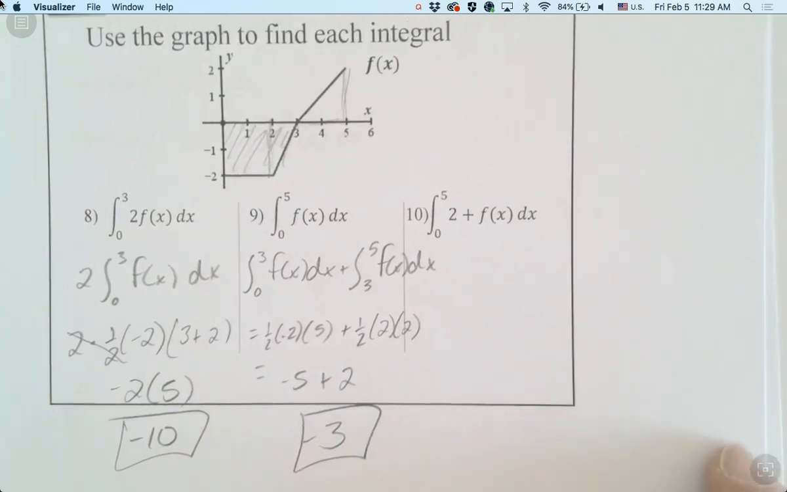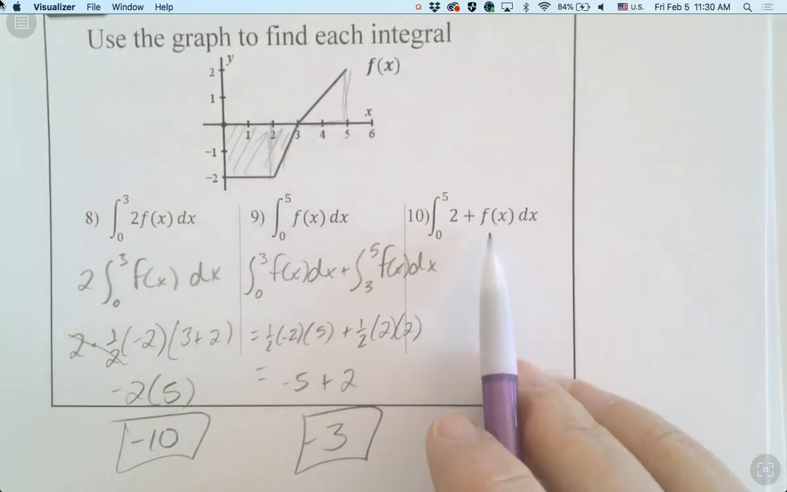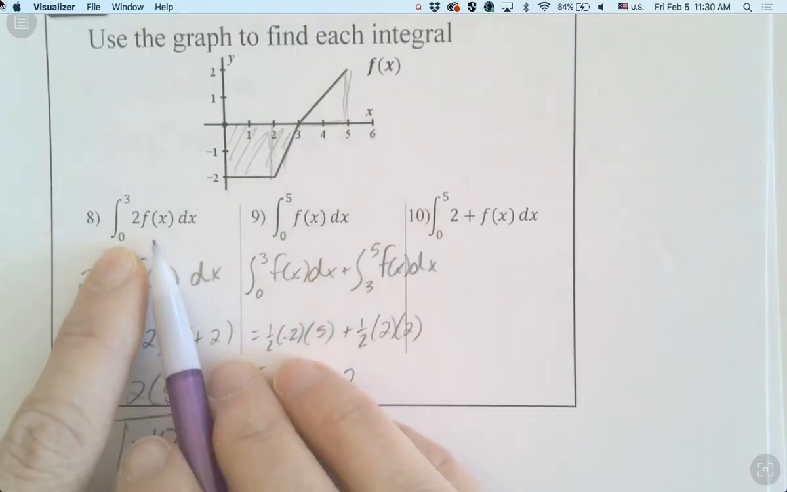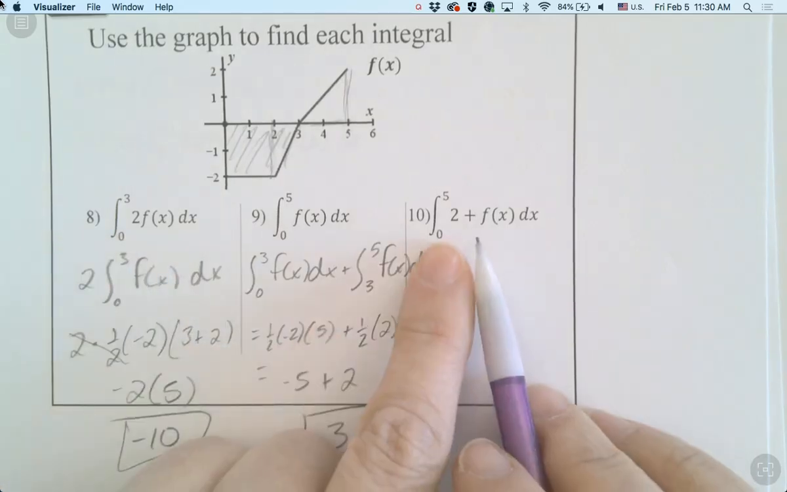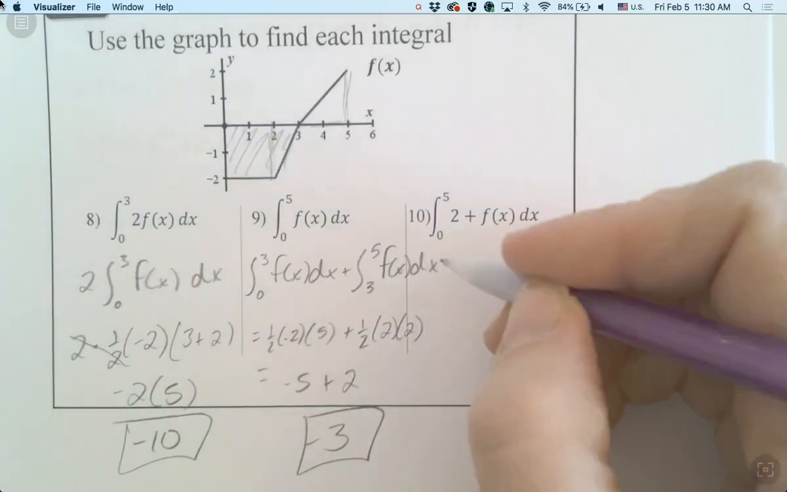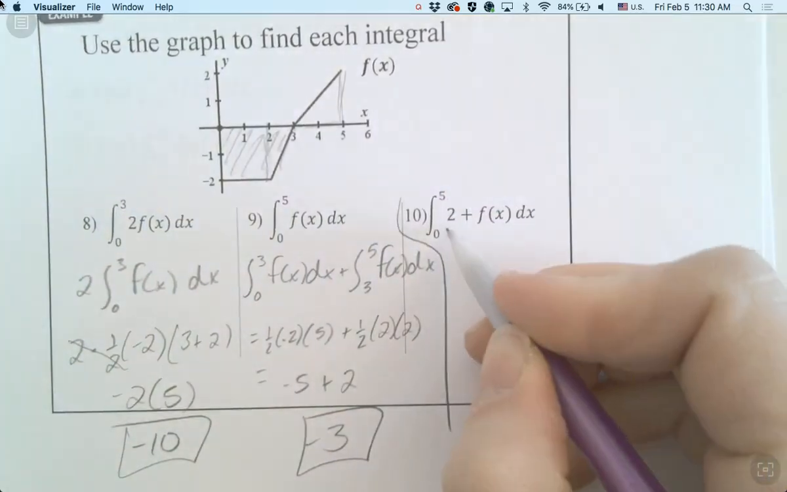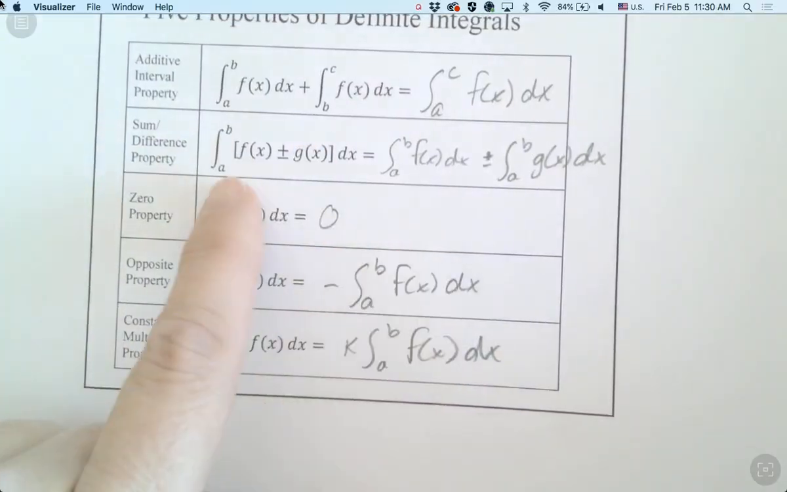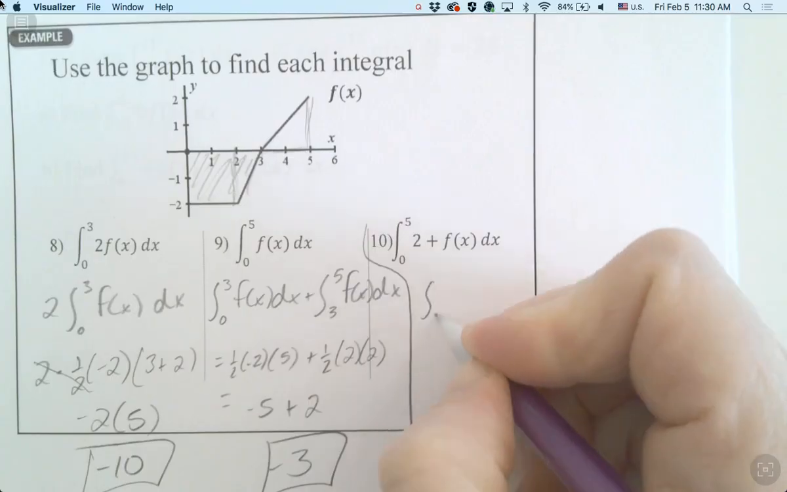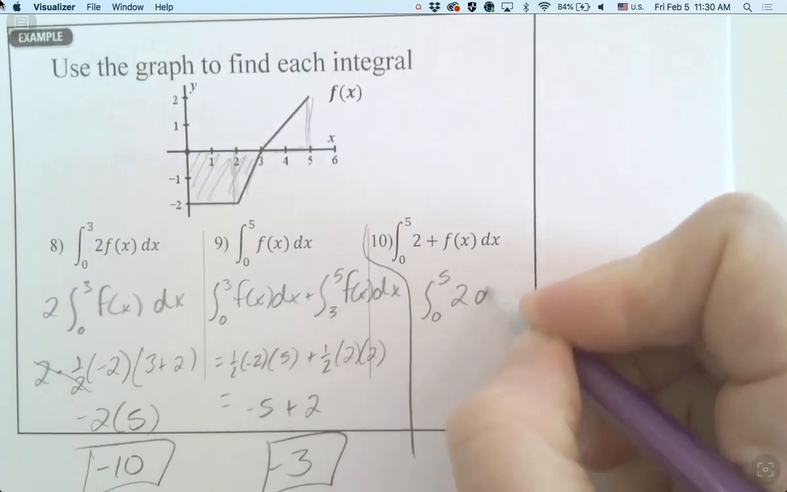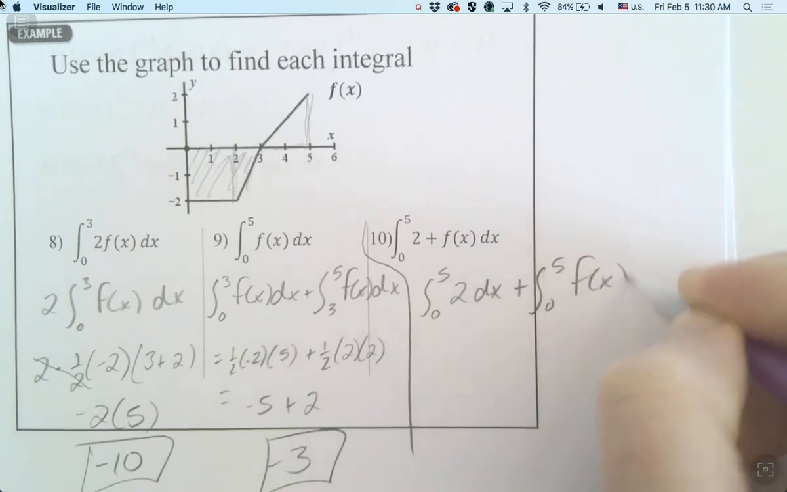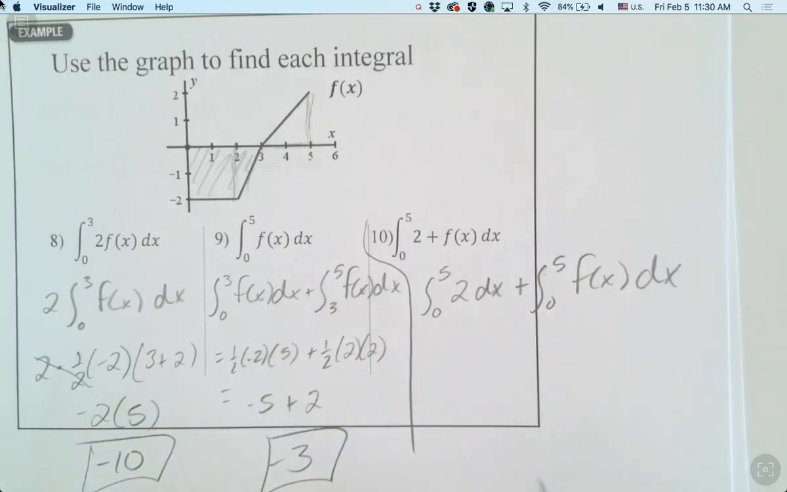Now, number 10 is tricky because this is different than number 8. And that number 8, that was a constant multiple, right? And that allows you to take the 2 at the front. But number 10, if you just have a constant plus your function, you cannot just manipulate like we did number 8. So what we have to do is actually, we're going to split it up using the sum difference property. So we're going to say, why don't we go from 0 to 5 of just 2 dx plus the integral from 0 to 5 of f of x dx. I'm going to get there in a minute, but does it make sense what I wrote down?